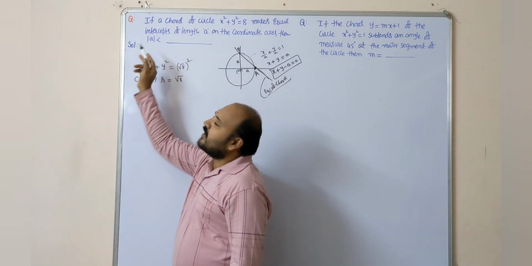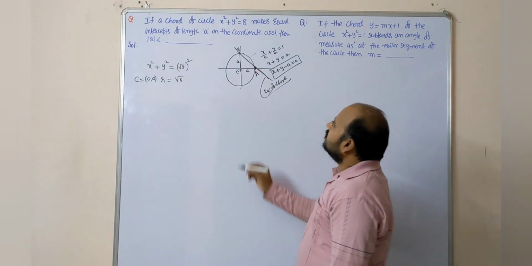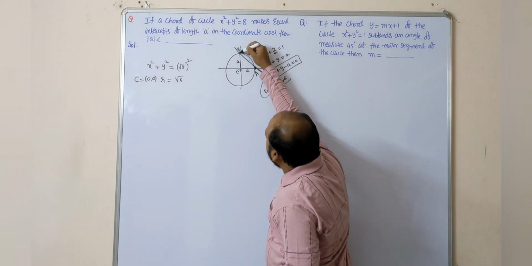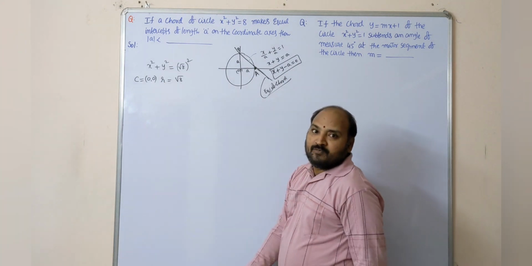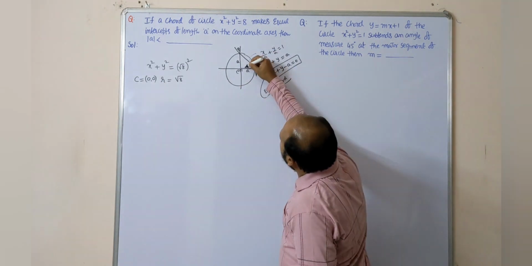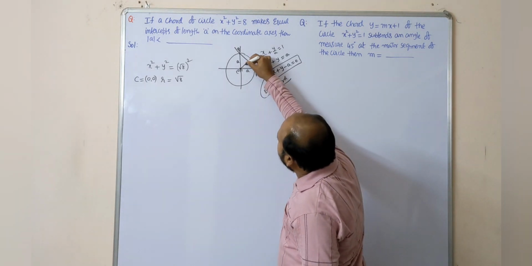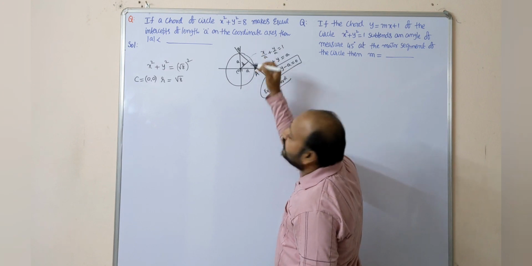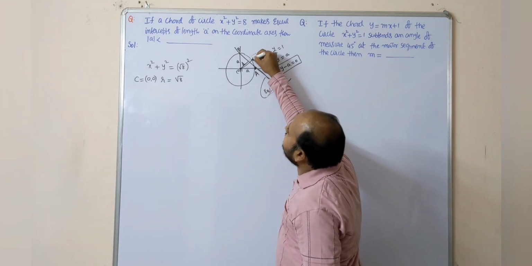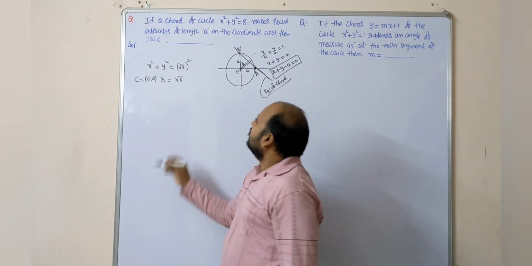What condition is given? Mod a is less than for what value? This line, that means the chord, cuts the circle in two different points, no? Whenever the line cuts in two different points, the perpendicular distance from the center of the circle to this line, this is d, is obviously less than the radius. From here to here it is radius. From here to here it is distance.